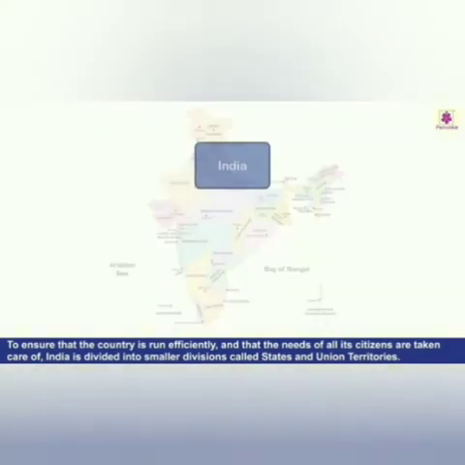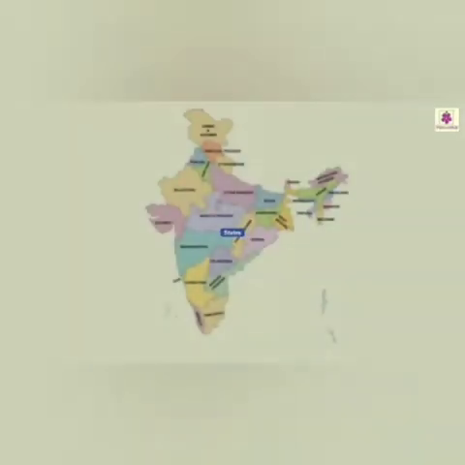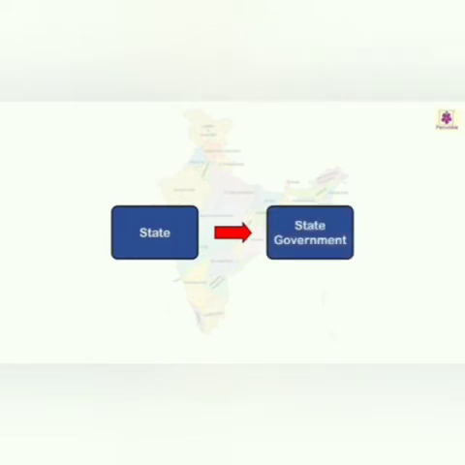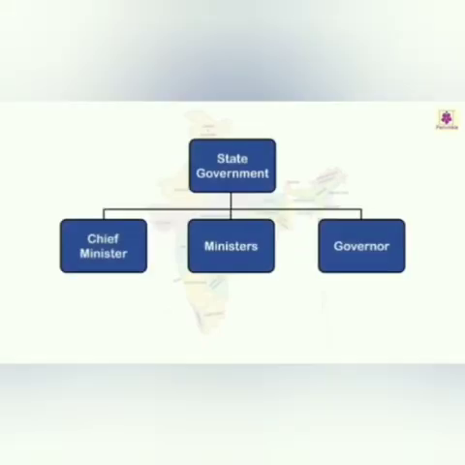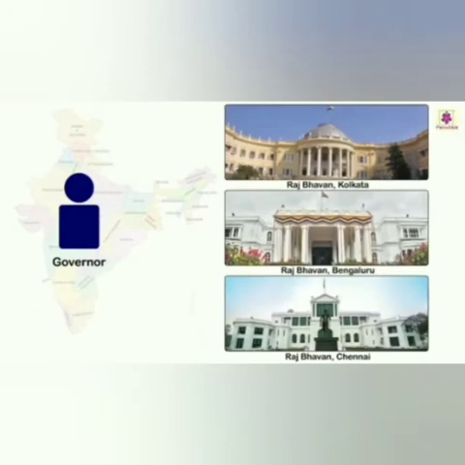India is divided into smaller divisions called states and union territories. States. India has 29 states. Each state has its own state government. The central government guides the state governments. Each state has a government with chief minister, ministers, and governor. The governor lives in Raj Bhavan, which is always in capital cities.